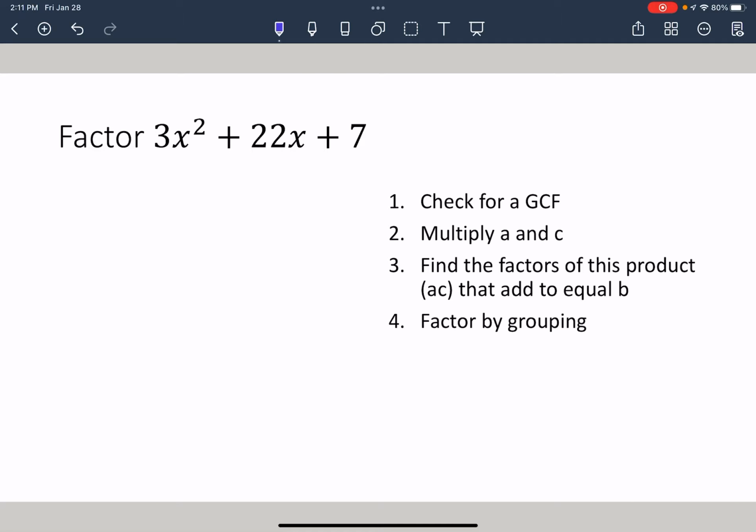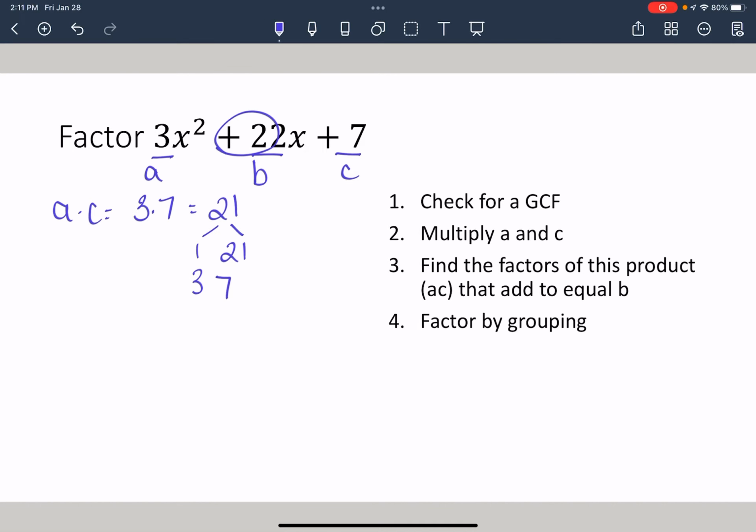So let's look at another example. So here's 3x squared plus 22x plus 7. So I don't have a GCF here, but I am going to look at my a and c terms. A times c is 3 times 7, which is 21. So if I look at the factors of 21 that are going to add up to b, I get 1 and 21 and 3 and 7.